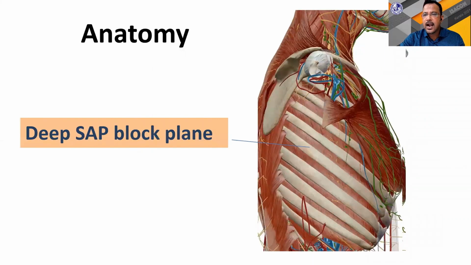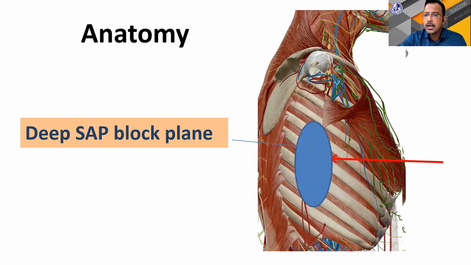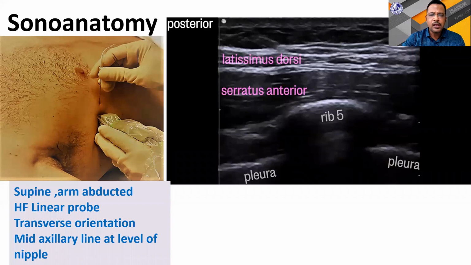If I remove the serratus anterior muscle, below it you can see the branches of, these are the ribs, these are the lateral cutaneous branches of the intercostal nerve. If I bring the needle between the serratus anterior muscle and the rib and I deposit the drug, it becomes a deep SAP block. Now, this is the sonoanatomy.